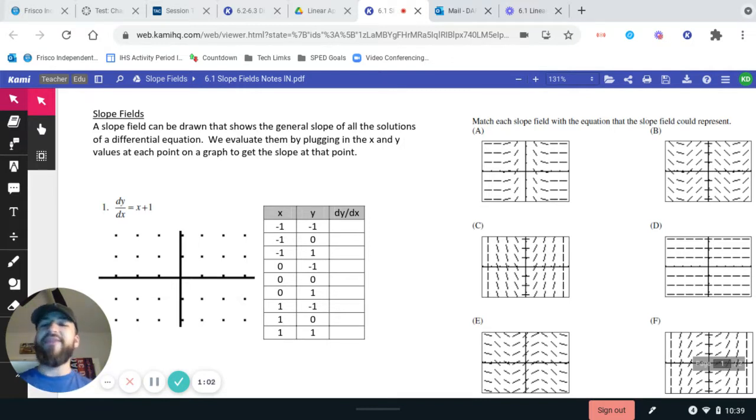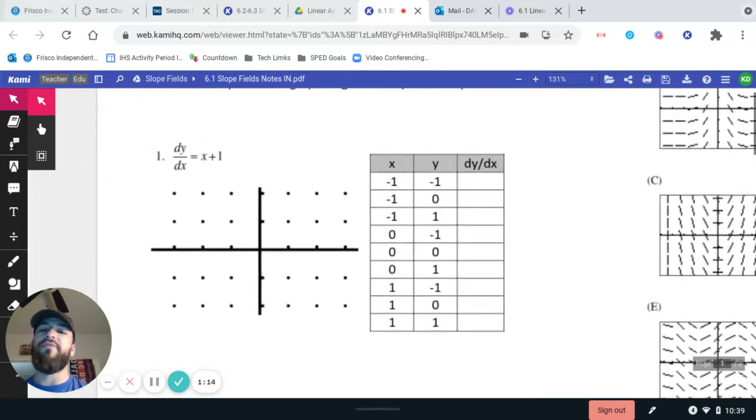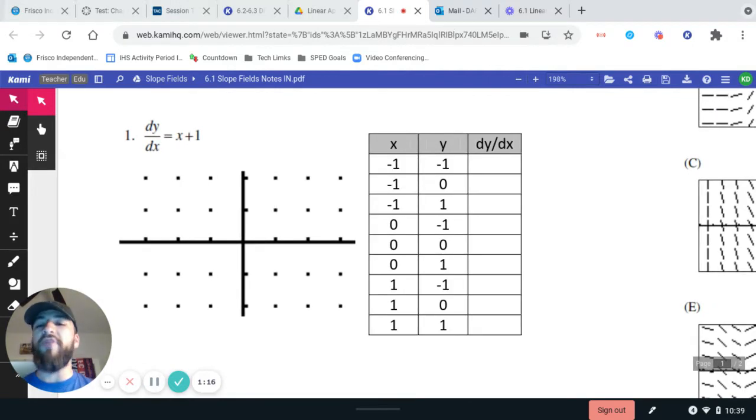Okay, now that sounds really complicated, but slope fields are actually really easy to make and really easy to interpret. They're just kind of a weird abstract idea. Okay, so we're going to make a slope field here with number one. We have dy over dx is equal to x plus 1. And you're not always going to get a table, but I'm going to give you the table to make it a little easier for you to understand the process that we're doing.